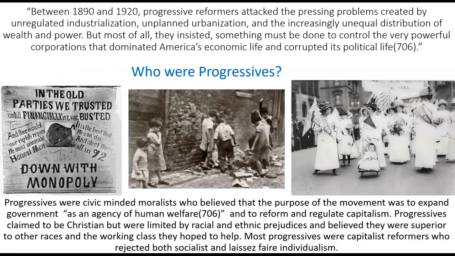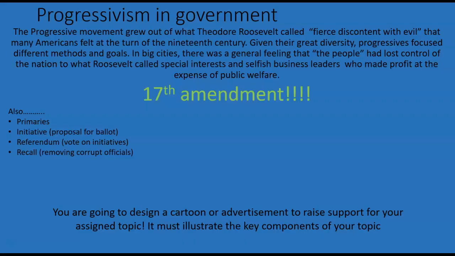Who were progressives? Well, progressives took on all different shapes. Both political parties had progressive components, but in general, they were civic-minded moralists who hoped to make the world a better place. Ironically, one of the areas that progressives rarely advanced were in racial relations and segregation, mostly due to the long-standing racial and ethnic prejudices that existed in the United States.